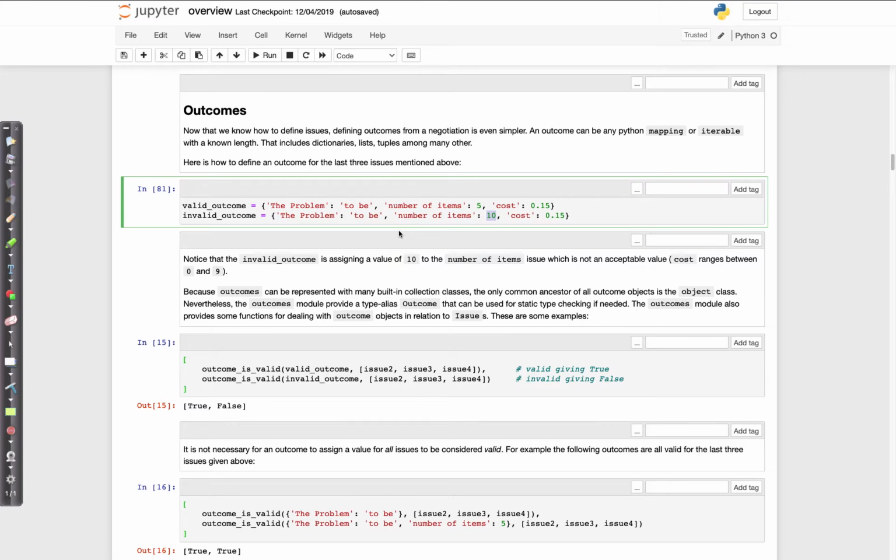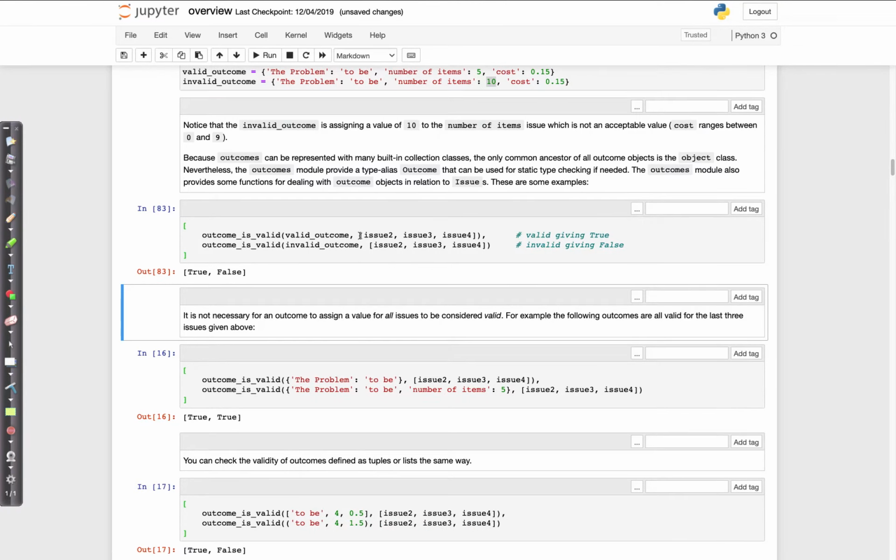Okay. And you can actually ask the system. You can give it an outcome space, again, just a list of issues, and ask it, is this a valid outcome? And it will tell you whether an outcome is valid or not.